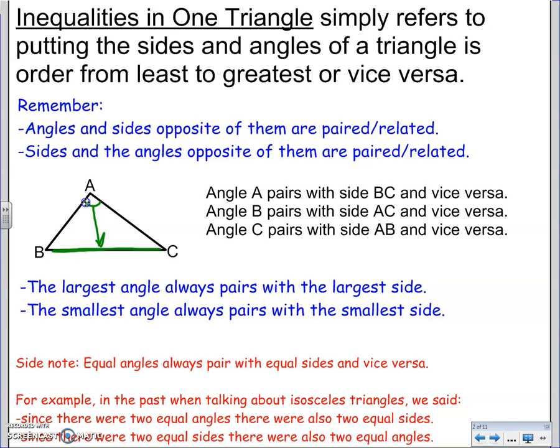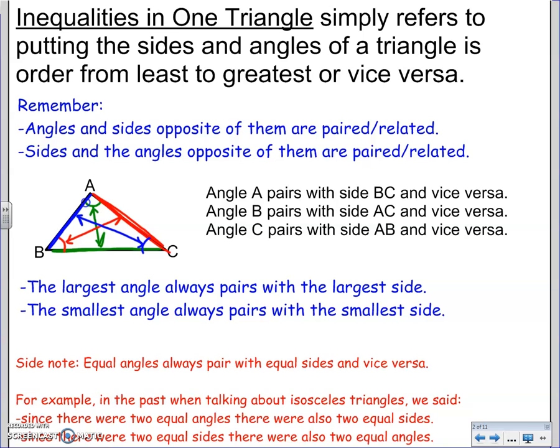Angle B, this angle right here, pairs with the side across from it. So these two are together. And the last one, angle C, this angle right here, goes to the side across from it. So these two are together. So you can say sides go with angles, same with angle sides. So you can draw the arrow either way. Alright, so sides go opposite angles go opposite sides.